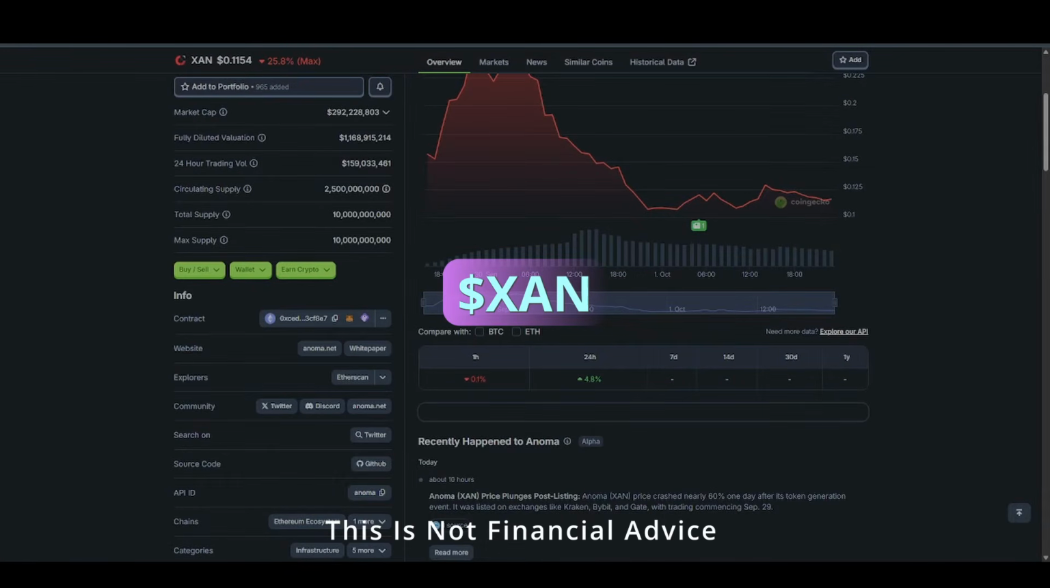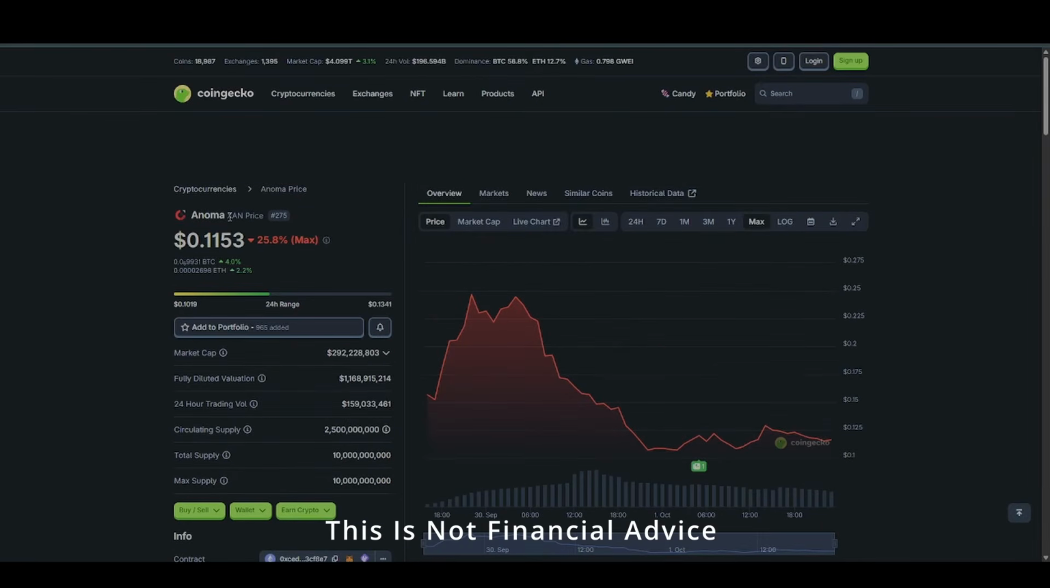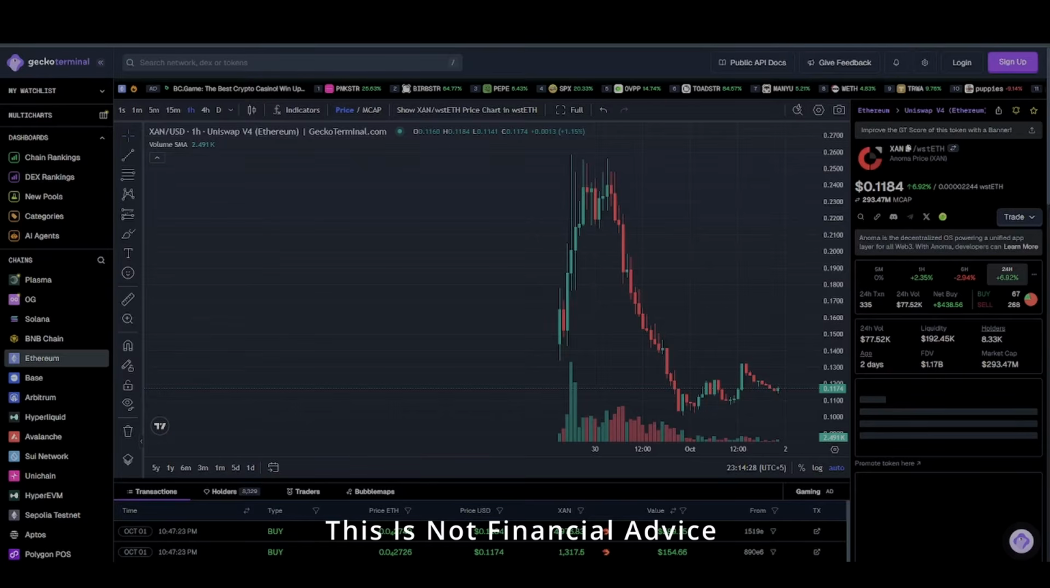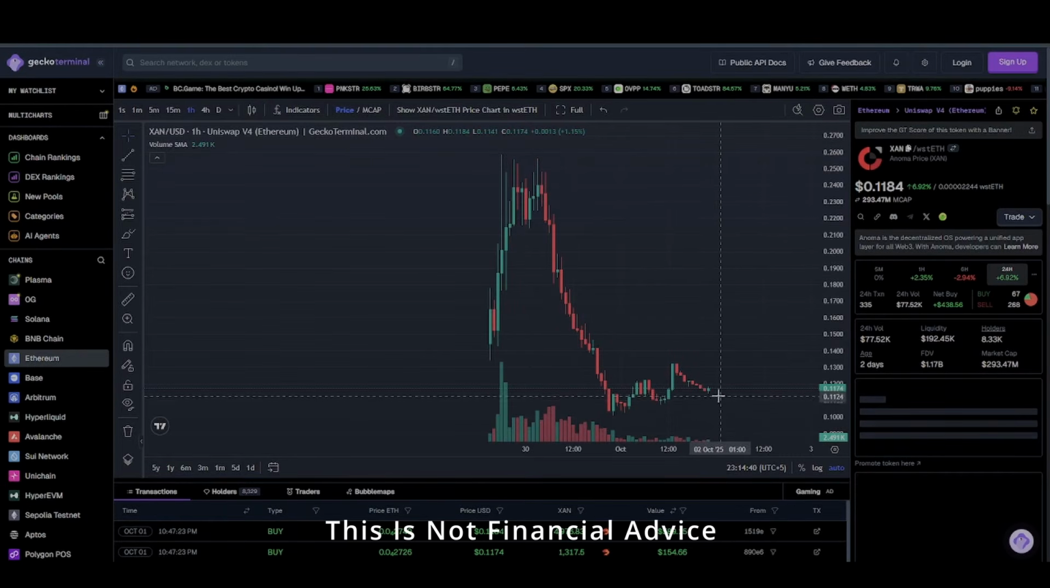So let's have a look at Anoma. I hope I'm pronouncing it correctly. Anyways, the ticker is XAN, which is really unusual looking at its name, and this is a newly launched token, as you can see here, and it got destroyed. So basically it launched at somewhere around 13 cents, and it went as high as 25 cents, and now it is at like 11 cents.